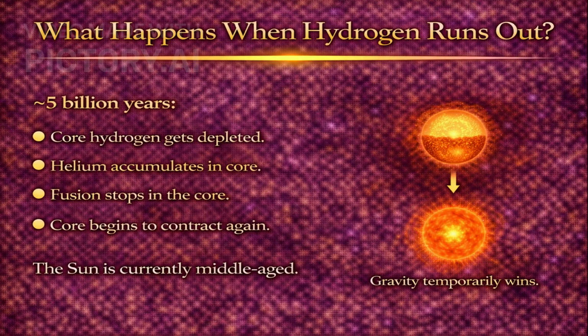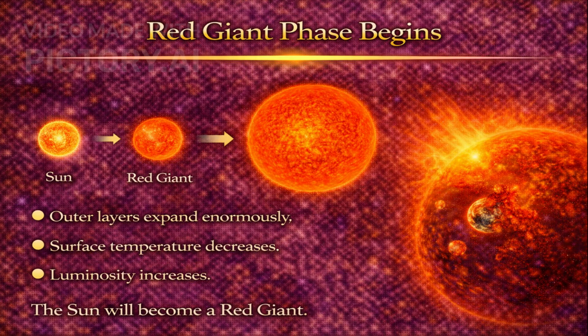As hydrogen runs out over approximately 5 billion years, the core begins to contract, helium accumulates, and fusion stops temporarily. Gravity takes over, marking the Sun's middle age. The red giant phase begins as the Sun's outer layers expand enormously, surface temperature decreases, and luminosity increases. The Sun will transform into a red giant.